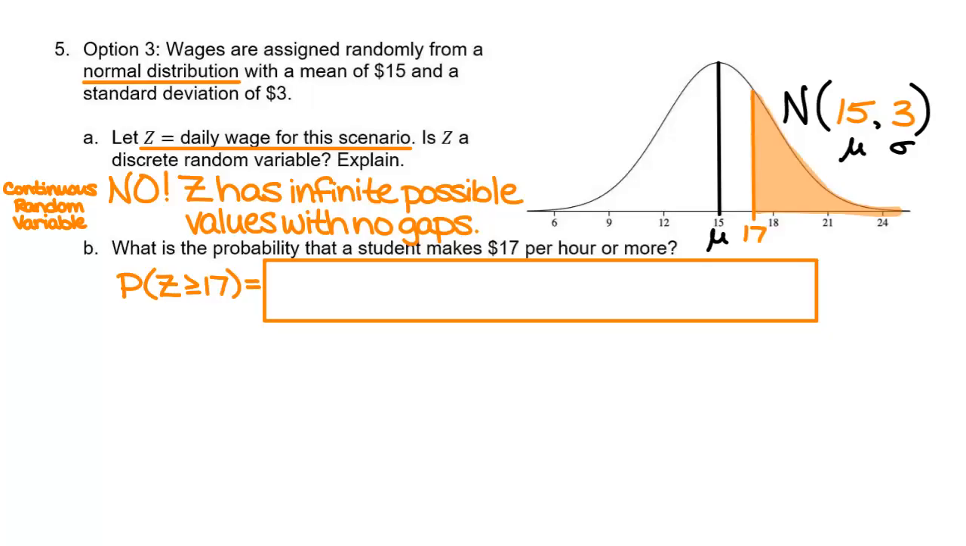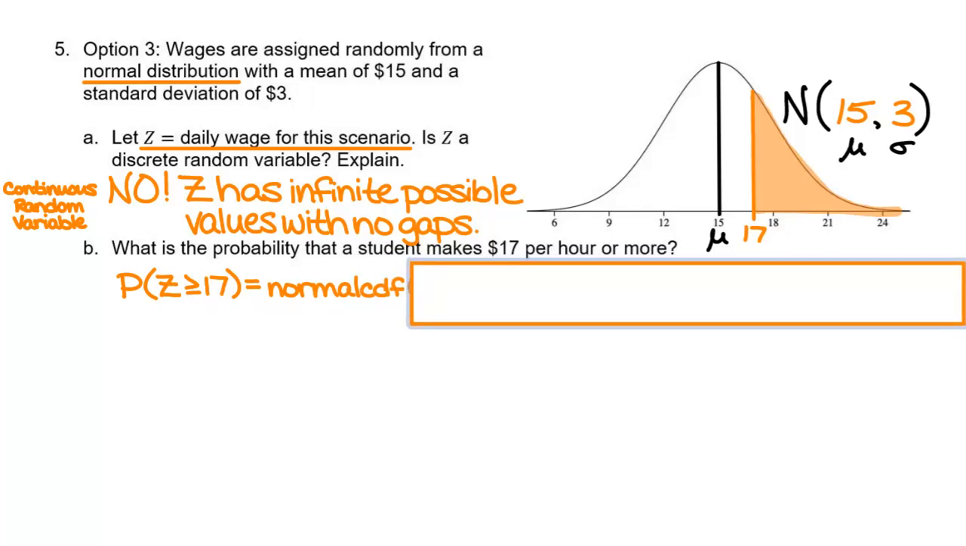This is not a uniform density curve, so I can't do base times height or length times width here. Do you guys remember how we calculate the area for a normal distribution? Normal CDF, yes. We're going to do normal CDF on the calculator. And there are some values that we're going to have to enter into the calculator. What's the first value that we need to enter? Lower boundary. What's our lower boundary, the farthest to the left? 17.